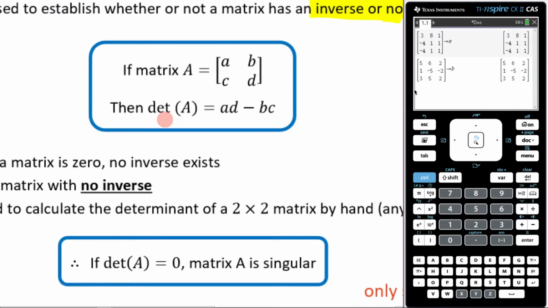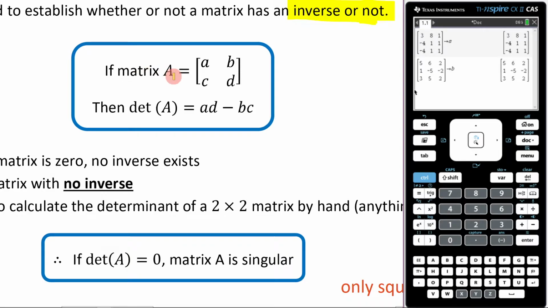Well, let's zoom in here. If matrix A is equal to this, the way in which we find the determinant is by doing this. If you've got highlighters, now's a good time to use them. You want to go A times D, and then subtract C times B. So there's BC there. As you can see, you're multiplying diagonally across and then subtracting it. That's going to give you the determinant.